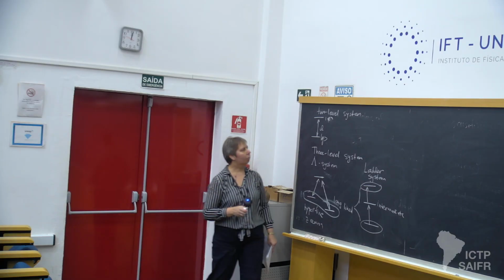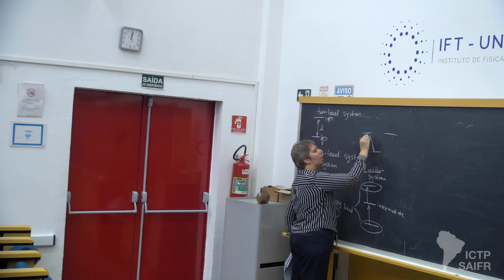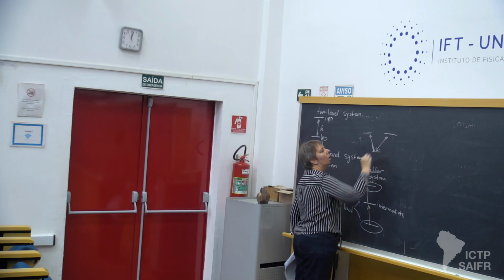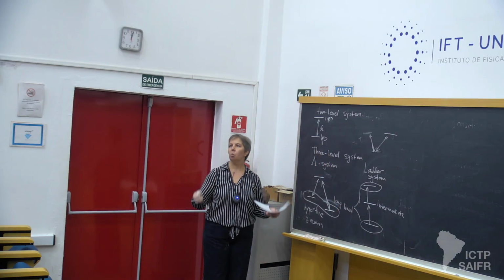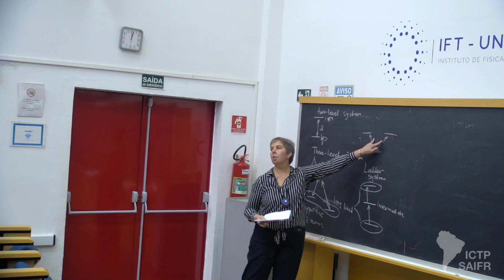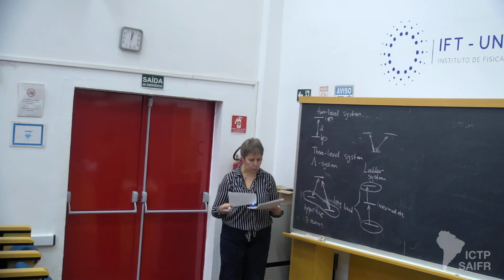Just for completeness, among the level schemes there is also a V scheme, but it's rarely used for sensing, especially if you want a narrow resonance, just because these are two states that are not long-lived. So I'm not going to talk about the V system at all.